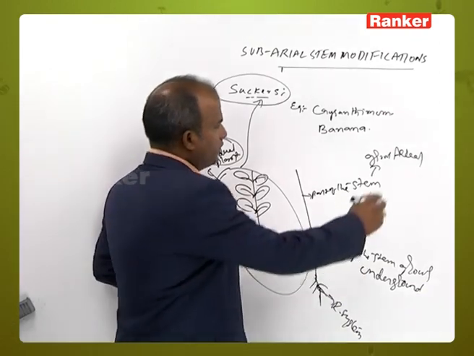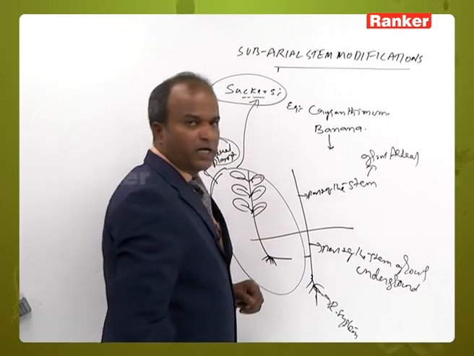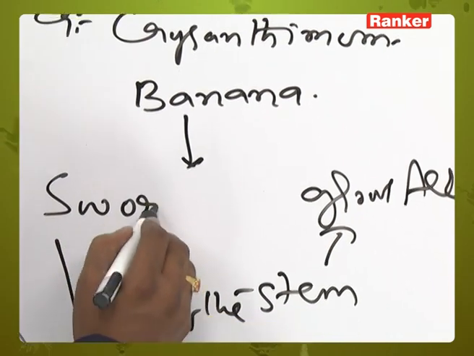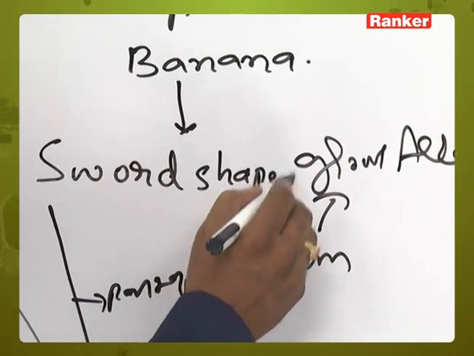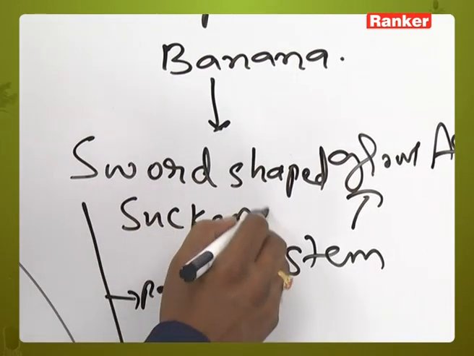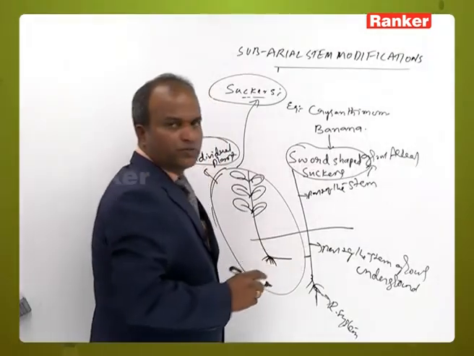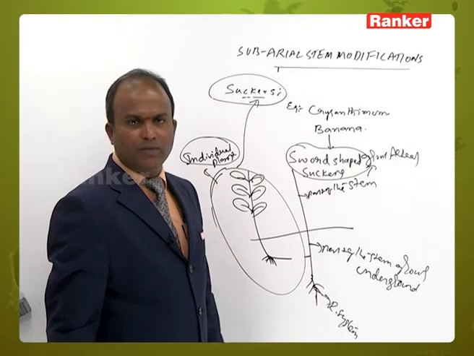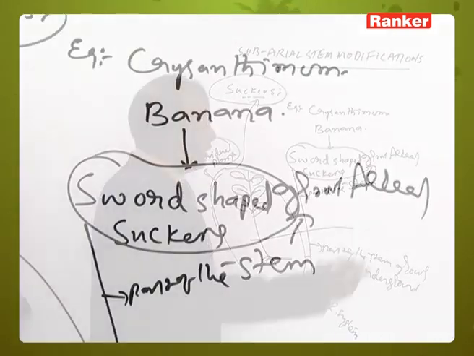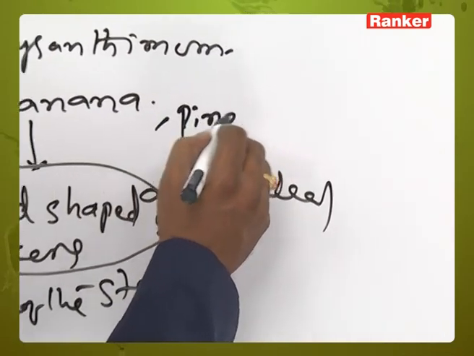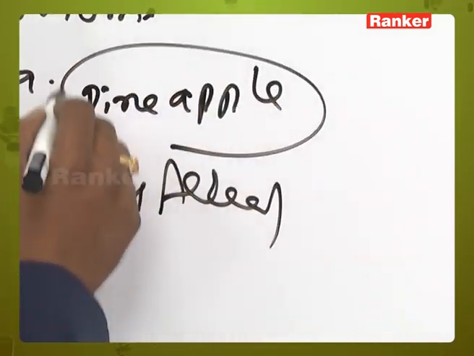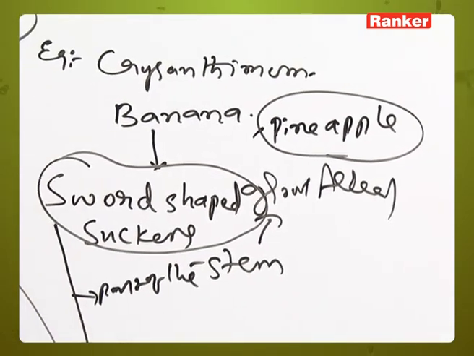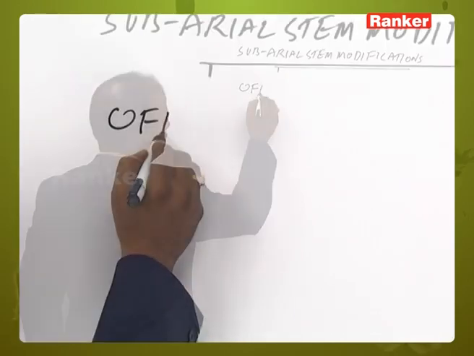And one more thing, this banana shows which shaped sucker? It shows a sword-shaped sucker. Sword-shaped sucker can be seen only in banana, but not in chrysanthemum. And another example is pineapple. This is about suckers. And next goes to offsets.